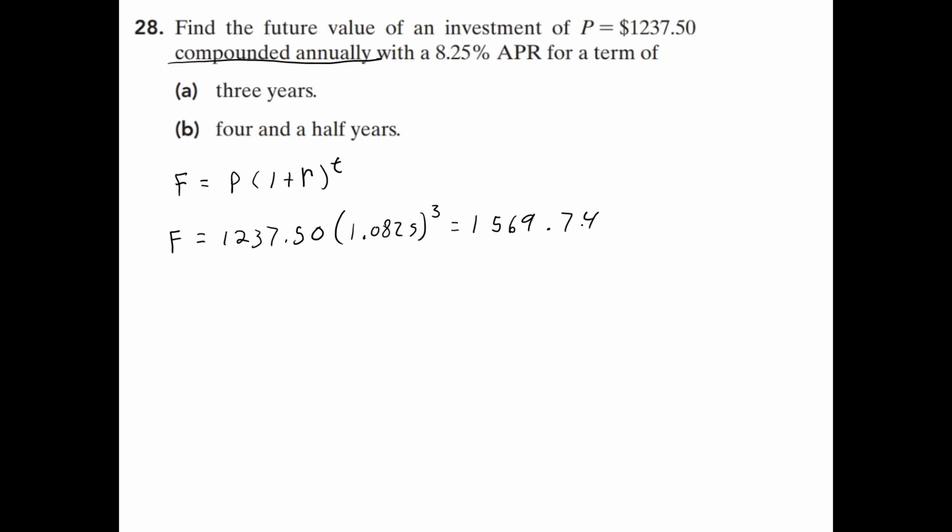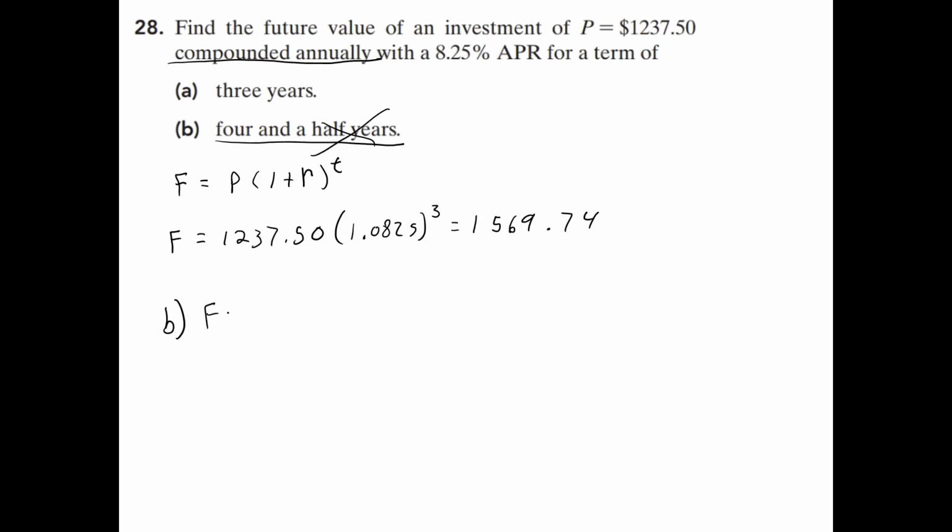Now, if you've agreed to compound your interest annually, then you don't get paid until the end of the year. So if you don't get paid until the end of the year, and you pull out your money halfway through a year, you don't get paid for that year. So this part B says 4.5 years, but we basically lose that half year. And so then our T value there is 4.